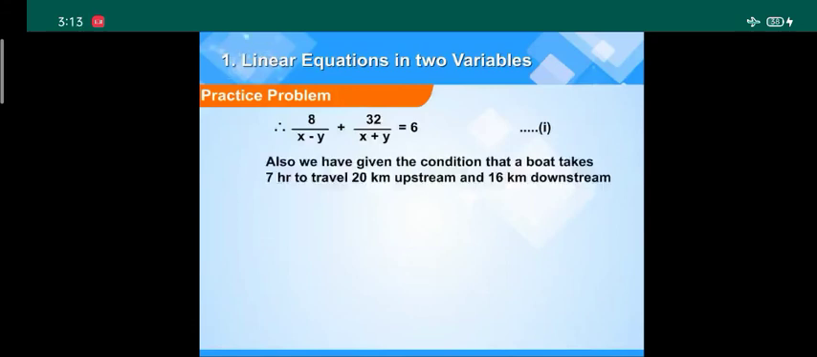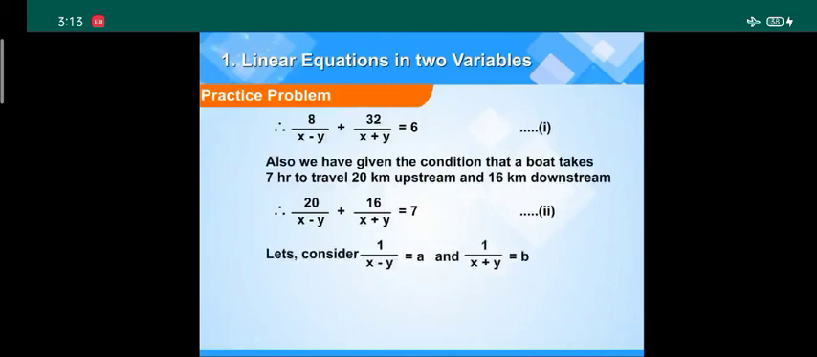Also, we have given that a boat takes 7 hours to travel 20 km upstream and 16 km downstream. Therefore, 20 divided by x minus y plus 16 divided by x plus y is equal to 7. This is equation number 2. Let consider 1 divided by x minus y is equal to a and 1 divided by x plus y is equal to b.